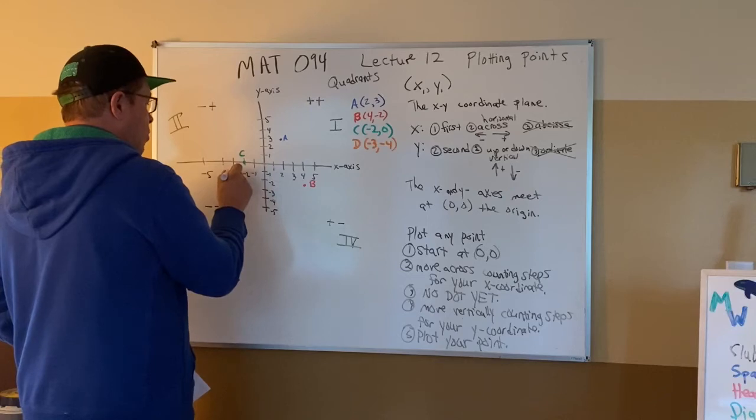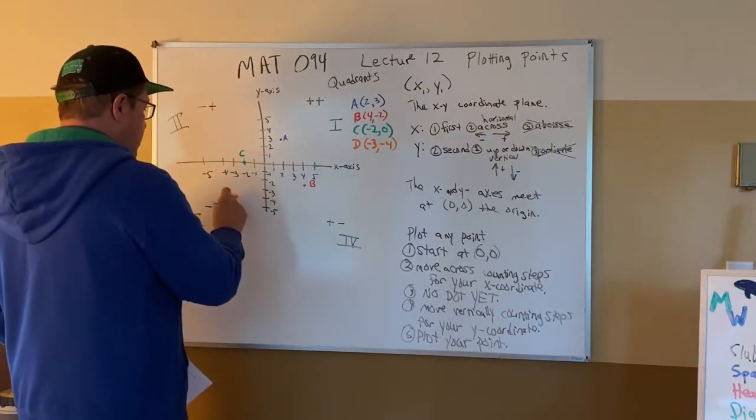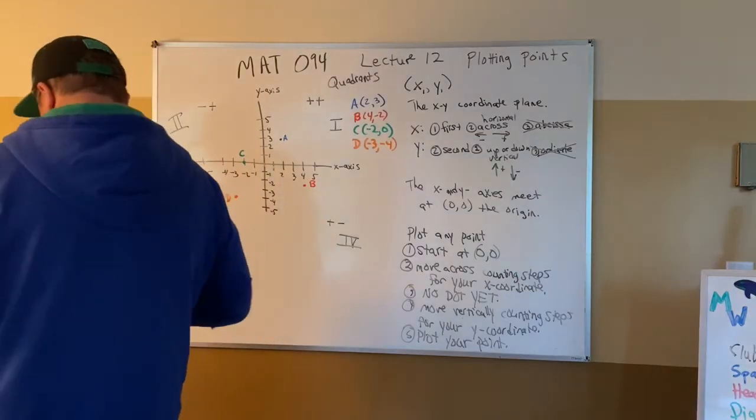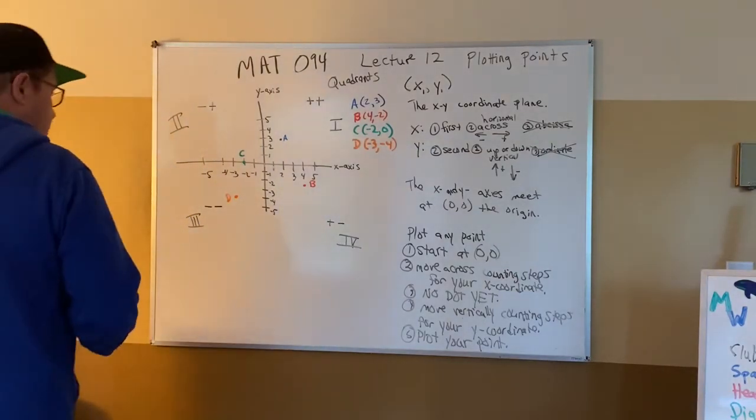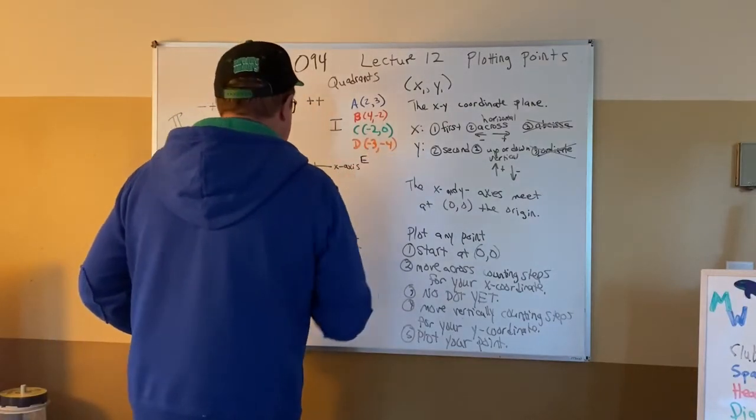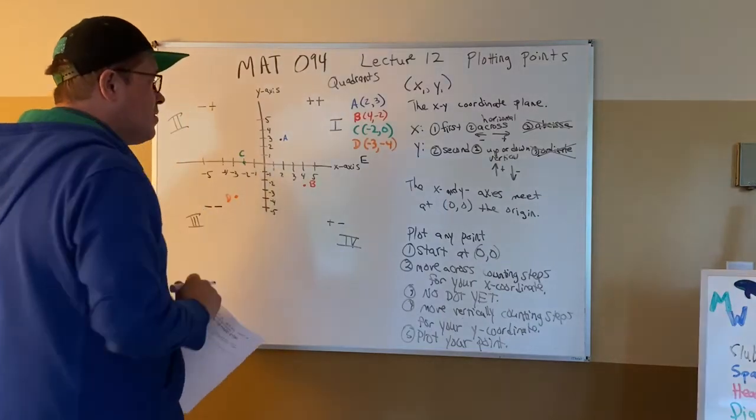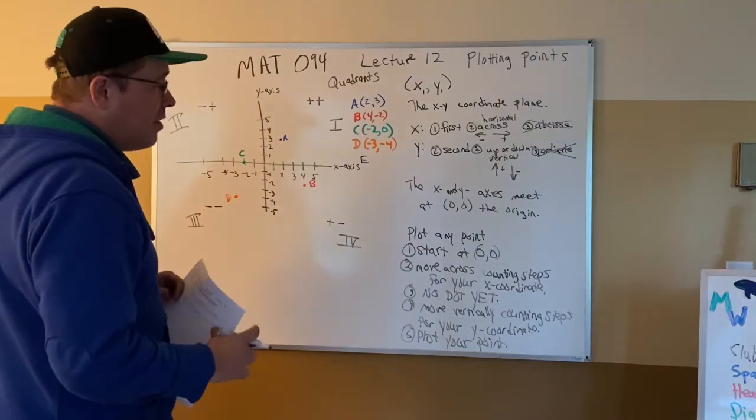I have to go down 4. 1, 2, 3, 4. And there I can plot point D. The purple is not wrong either, but I want to put my point E here. Now I've represented one quadrant, a second quadrant, a third quadrant. 3 of the quadrants are represented here, and I want to get another quadrant so I get to all 4.